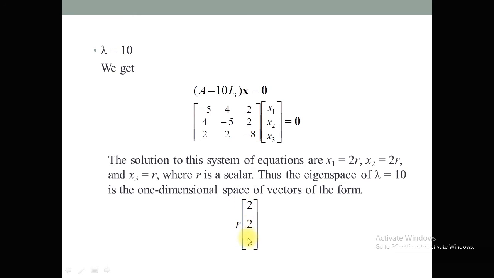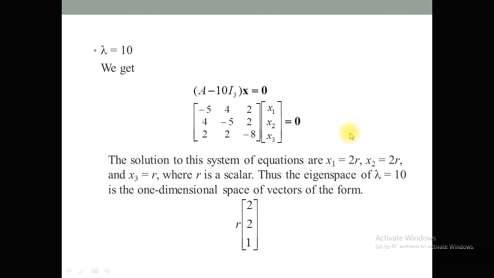So first of all, convert this augmented matrix into row reduced echelon form. You can easily convert this matrix into echelon form. You can easily get the values of x1, x2, and x3, and this is actually the non-trivial solution.